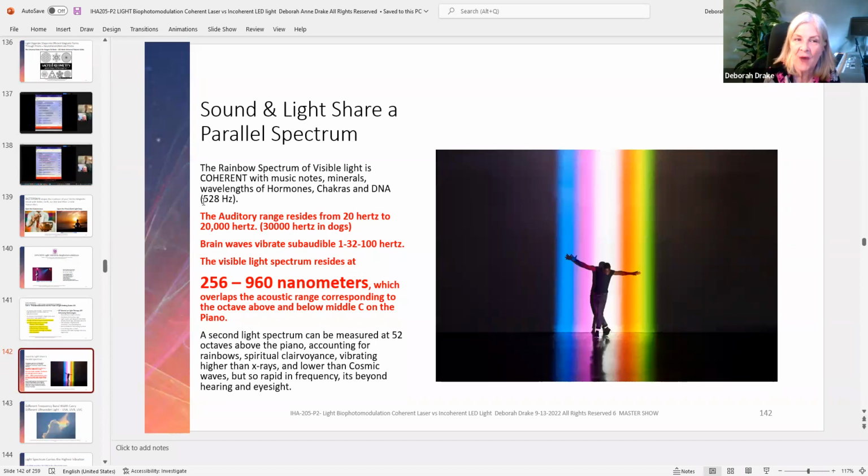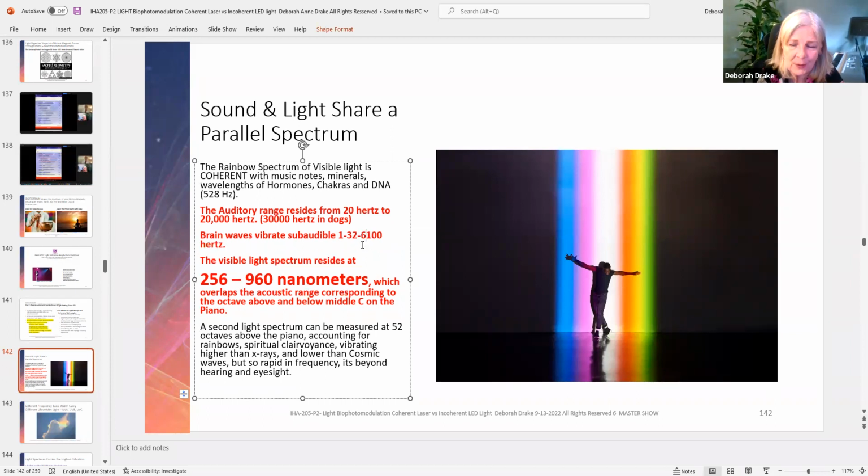And I want you to notice that 528, that repairs all chromosomes and DNA and love field, is smack dab in the middle of the rainbow, okay? Now, dogs can hear a bit higher than us, like up to 30,000 hertz. We can usually hear up to 20,000. Light waves vibrate in the subaudible range of 1 to 32 cycles a second, up to about 100. Okay, brain waves, pardon my mistake there. Brain waves vibrate between 1 and 32, and now they're going up to gamma waves, which is 66, technically it's 40 hertz to 100 for the gamma waves, okay?